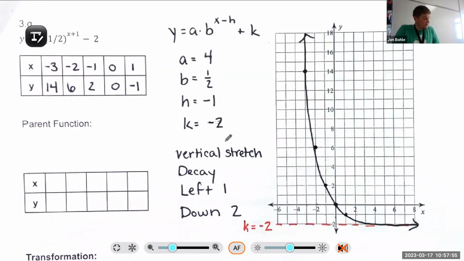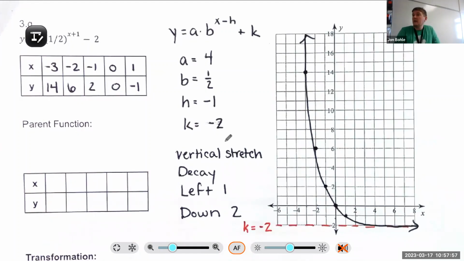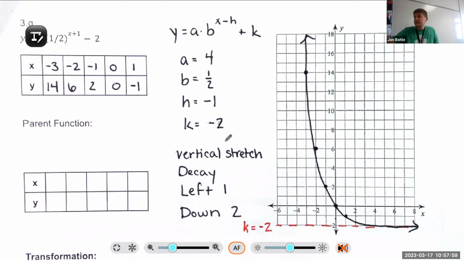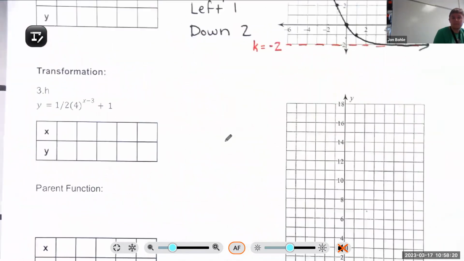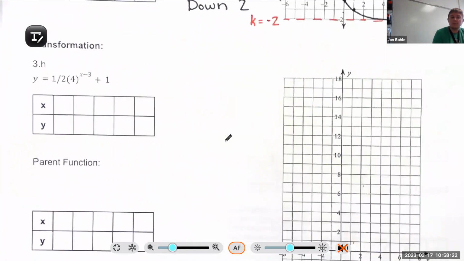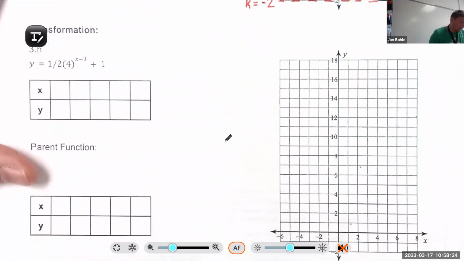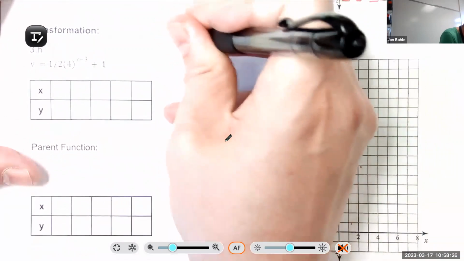Okay, that's what 3G looks like. Any questions about that? I did not need to do the parent function because I already identified the transformations. If you get to a test and you don't remember the transformations, you're going to have to graph the parent function and try to figure it out the hard way. Okay, let's do one more example. Then there are some monitoring progress problems, and then I'll let you go. All right. Again, if I'm you, I'm identifying all of these values.